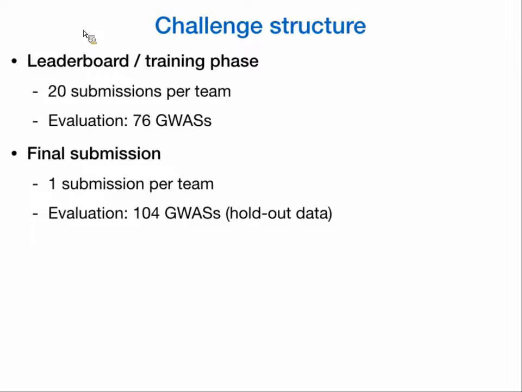For the leaderboard phase, the teams could make submissions and then see how well they did. They were limited to 20 submissions because it's computationally intensive, as I will show. For this leaderboard phase, we used 76 GWAS datasets. After that, they had to make a final submission, and for that we used 104 GWAS datasets, which are different, of course. I also did an analysis to show that they are not correlated with the leaderboard GWAS datasets, so that related traits are either all in one set or all in the other. They're really independent sets, so we really have a good holdout dataset.